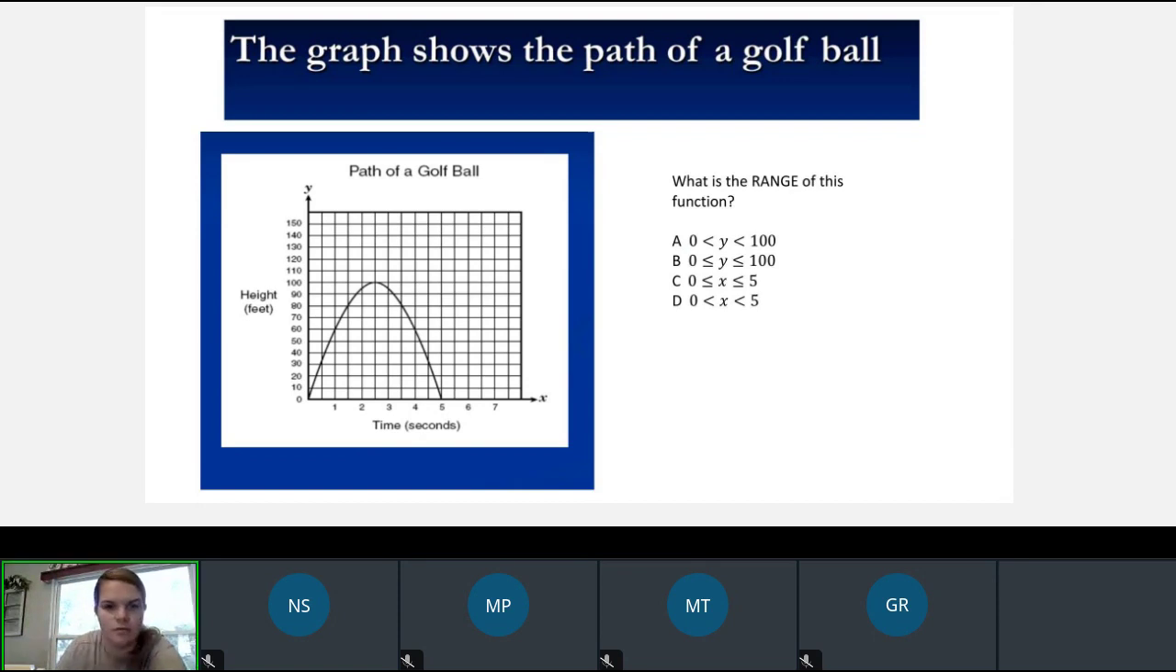All right, so we know from just looking at this that we can eliminate C and D because it's asking for range. So basically what we have to decide is, does it include 0 or does it not? And does it include 100 feet or does it not? And this is the path of a golf ball. And so you can see it touches this 0 down here. And also when we get to 100, this graph is continuous. There's not like a gap or anything in it. So that means it's going to include it. So our correct answer is B. Good job.